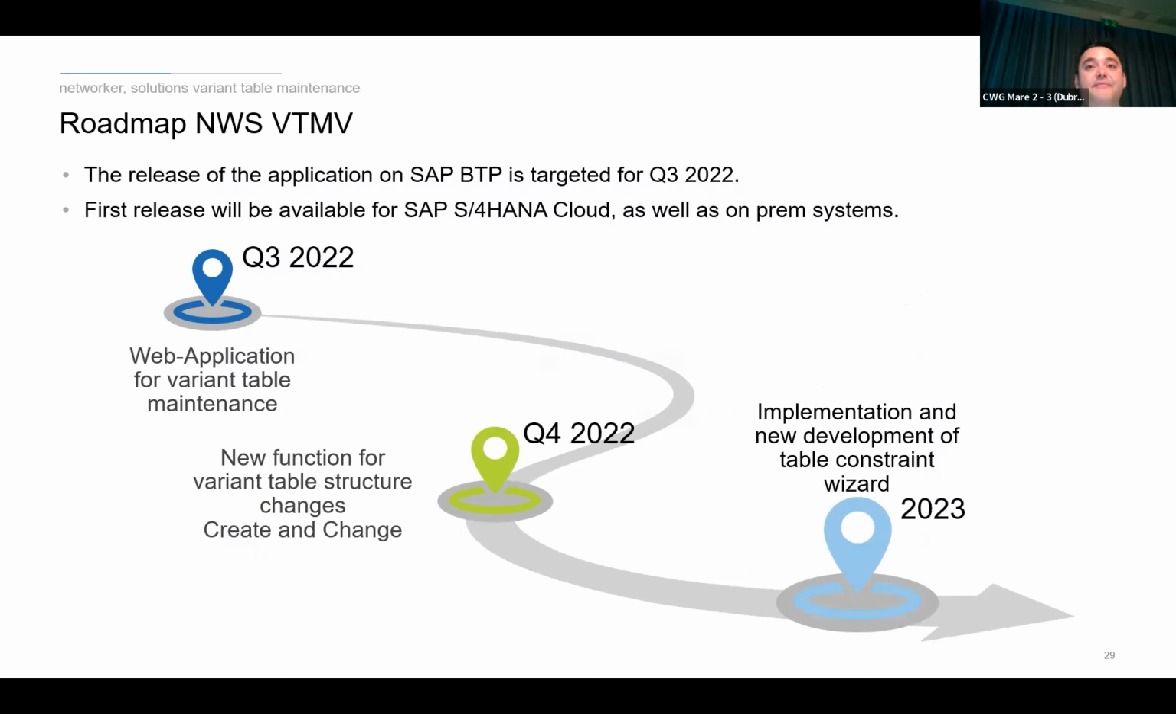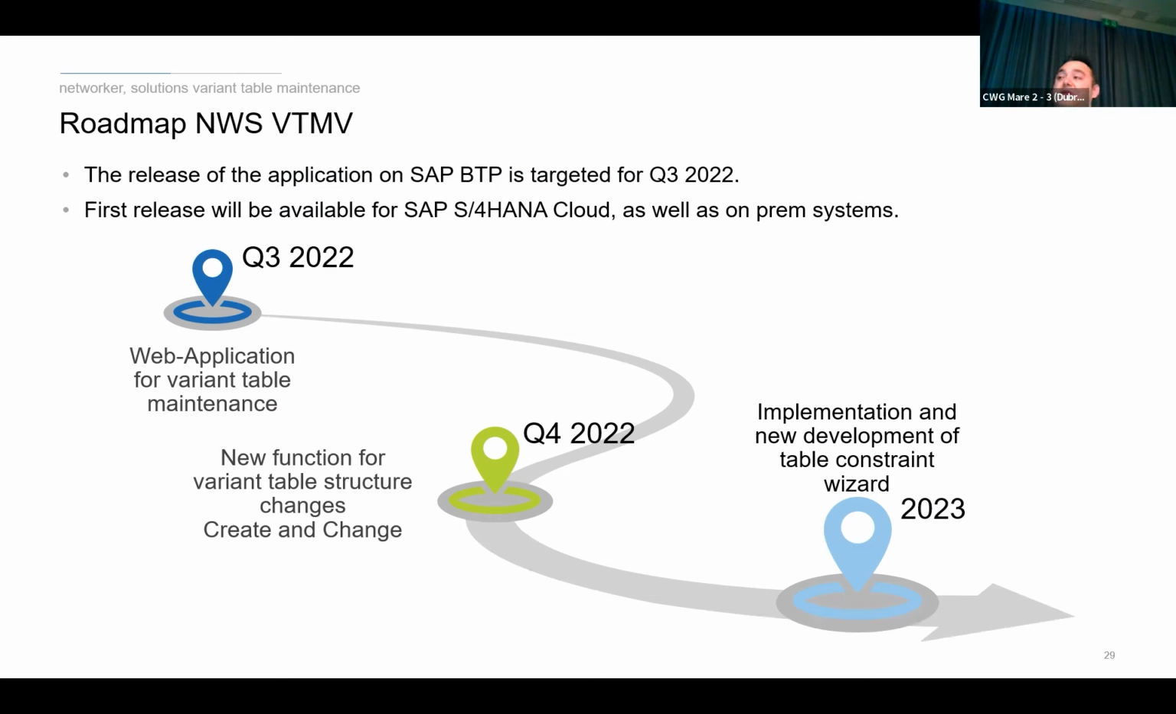My last slide, just a short overview about our roadmap. So our web application is now in the final state. We will implement also some new functionalities until the end of the year. At the moment, we are just talking about maintenance, but we would like to create or change the structure of variant tables as well. It is a two-step procedure in SAP.